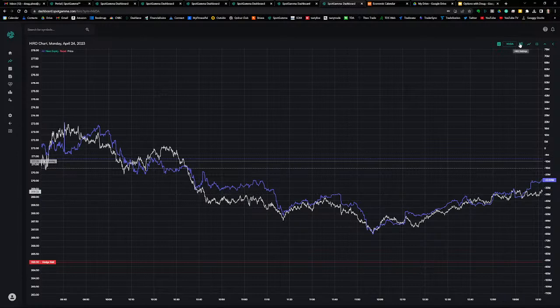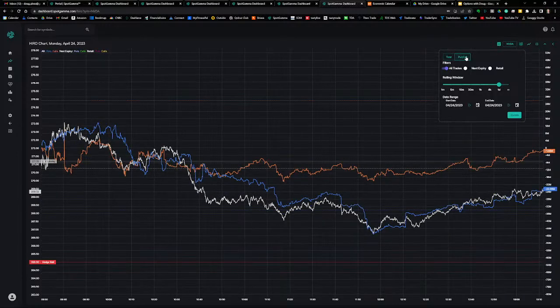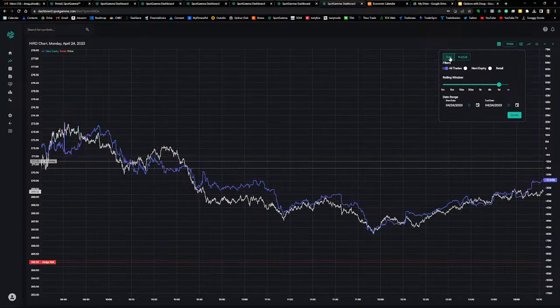Let's see what traders are doing. So net, it is still negative. That means they're buying puts and selling calls. I'm looking at this notional value, this purple number over on the right side of the screen, the vertical axis.